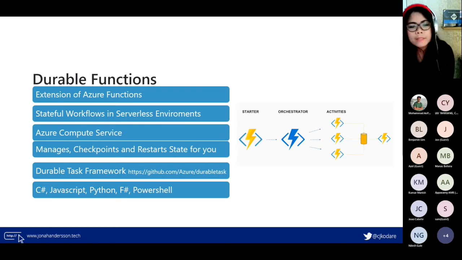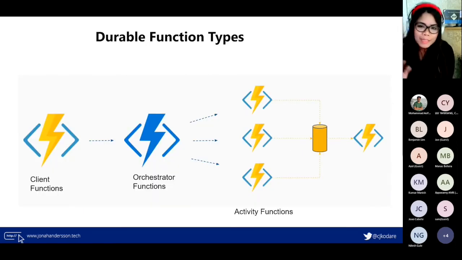Since I'm a .NET developer and also kind of full stack sometimes, I code it with both C# and JavaScript, but I'm also learning how to do it with PowerShell someday. When you use durable functions, there are different types you need to be aware of. There are actually 4 types.